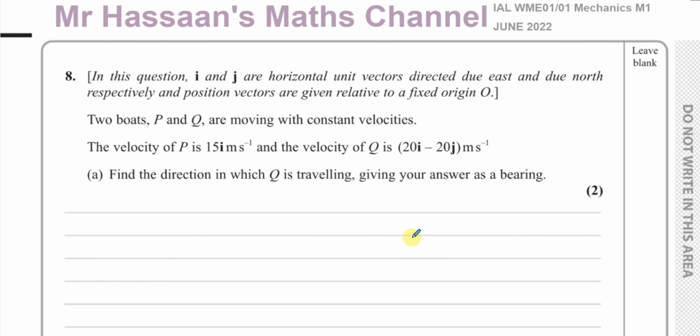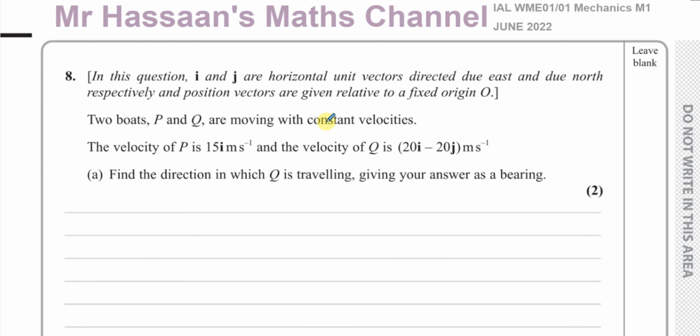This is the last question on the paper, and this question is about vectors, position vectors, velocity vectors. It starts off by telling us that in this question, I and J are horizontal unit vectors directed due east and due north, respectively, and position vectors are given relative to a fixed origin O.